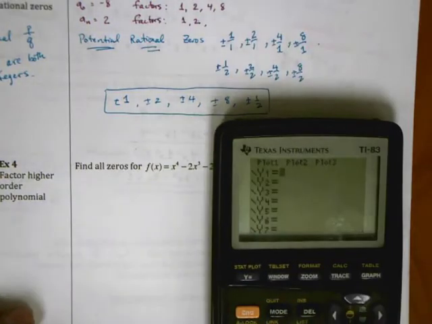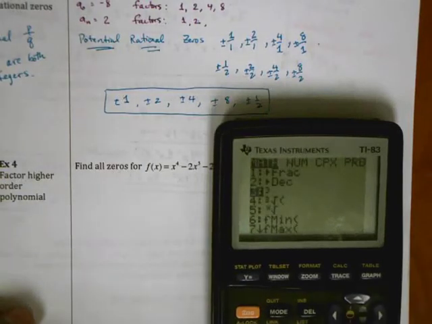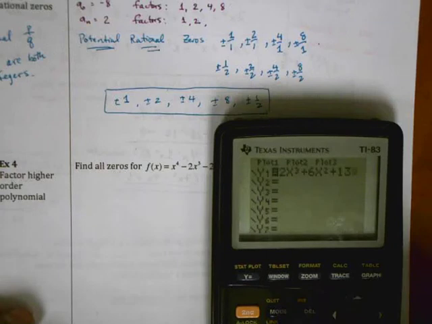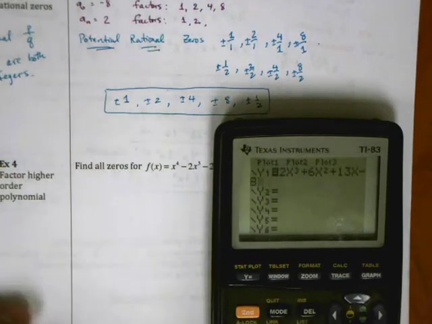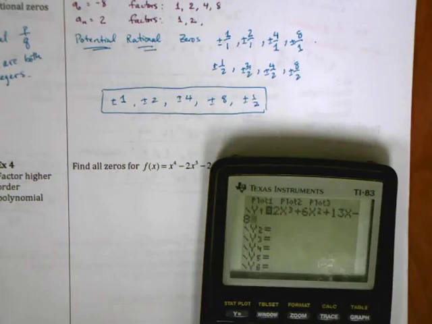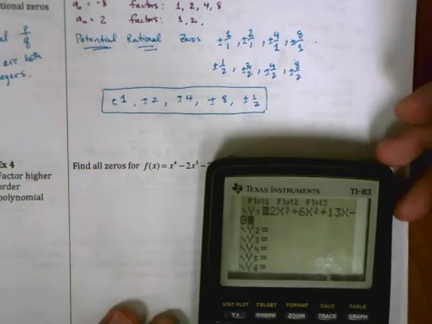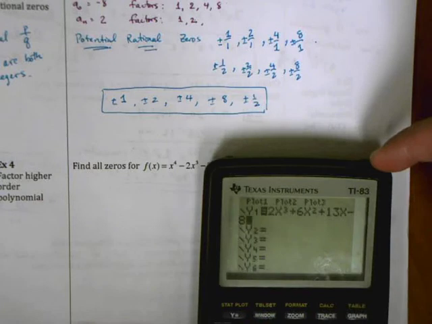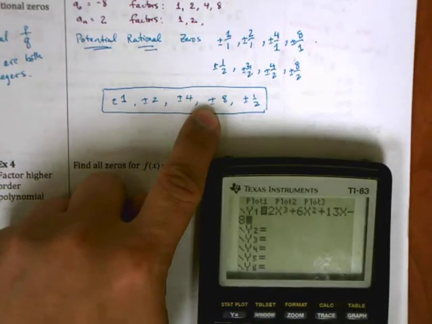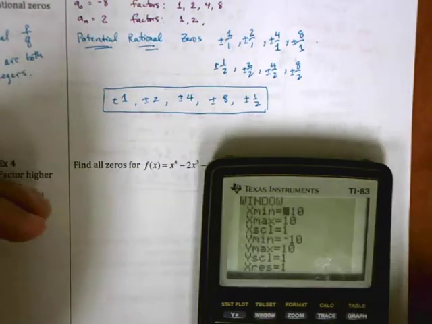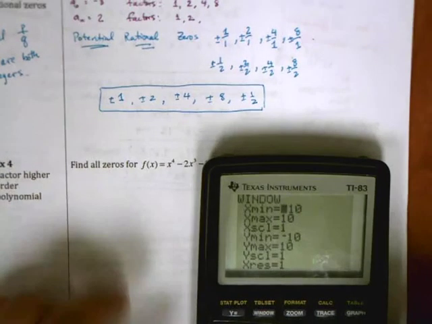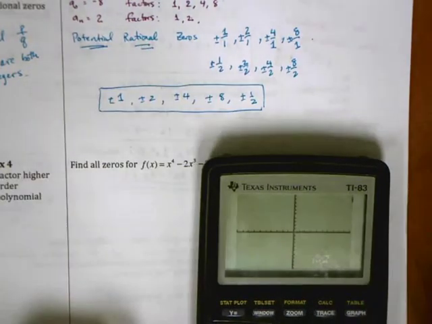I'm just going to type in this function, 2x to the third plus 6x squared plus 13x minus 8. And I don't know which one of these are potential zeros, so I have to check all of them, but I can use my graphing calculator to help me. The biggest potential zero is -8 or +8, so that's going to help me with my x window. From -10 to 10 is perfectly fine because I'm covering all of these. Hit graph.